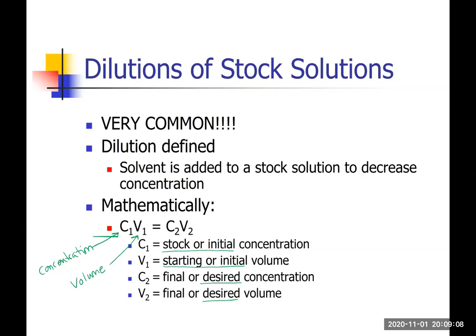And then the other way that we can rewrite this concentration is in terms of molarity. So you'll often see this exact same formula written as M1V1 equals M2V2, where the M is molarity, the V is still volume. But we're just specifying that the concentration now is not grams per mil or grams per liter, it's moles per liter specifically.